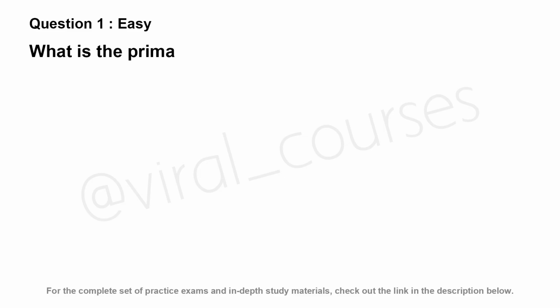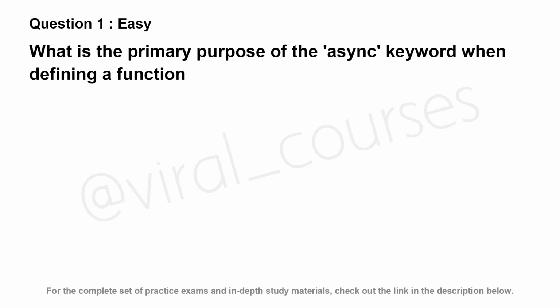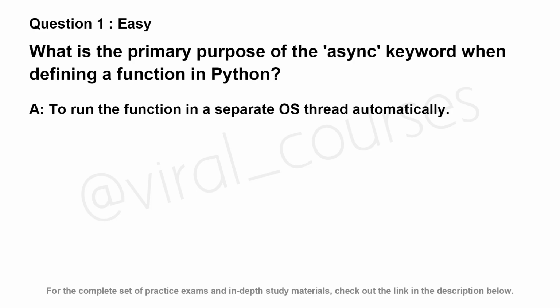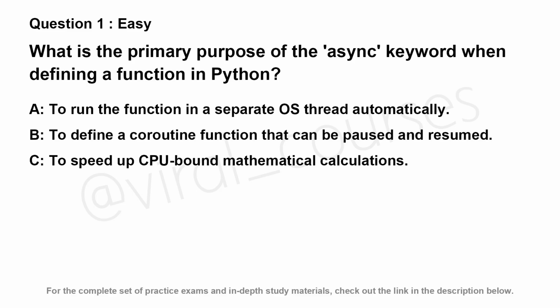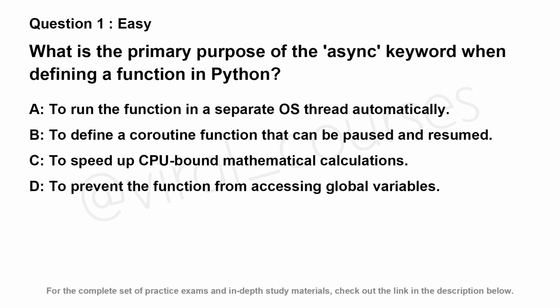What is the primary purpose of the async keyword when defining a function in Python? Option A. To run the function in a separate OS thread automatically. Option B. To define a coroutine function that can be paused and resumed. Option C. To speed up CPU-bound mathematical calculations. Option D. To prevent the function from accessing global variables.